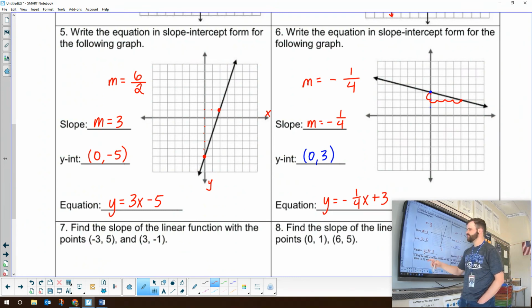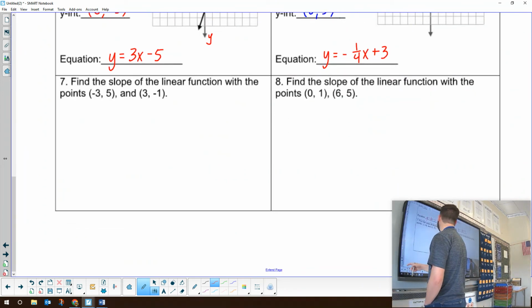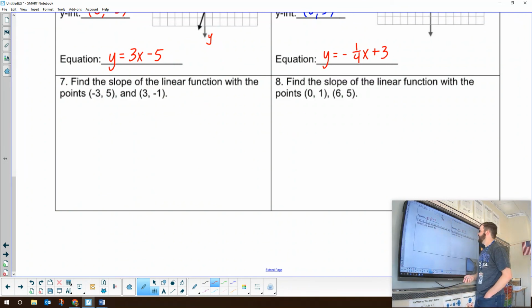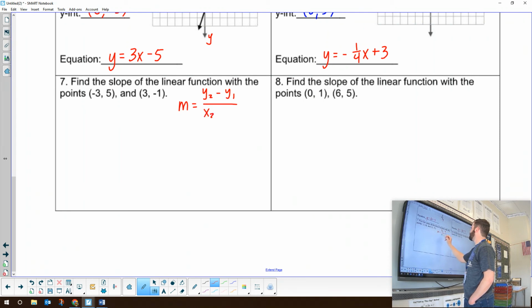All right, we just got 2 more problems to do. Let's take a look at 7 and 8. So number 7, I want you to remember this formula. Our formula for slope is m equals, you can write this in any order, it just has to be the same on top and bottom. I write it like this: y2 minus y1 over x2 minus x1. But your 1's could be first and your 2's could be second. It really doesn't matter. Okay?